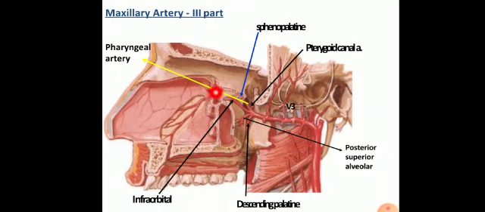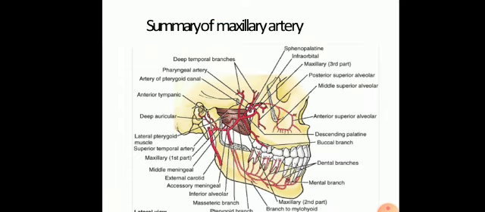Sphenopalatine artery, this is the main artery to the nose. Pharyngeal artery supplies the nasopharynx. Infraorbital artery, this is a continuation which supplies inferior oblique muscle in the eye and inferior rectus, and continues in the face to supply the infraorbital area in the face, and also supplies the maxillary sinus.